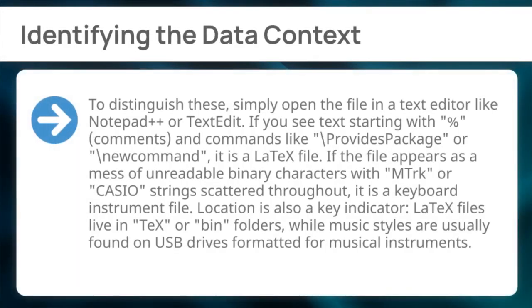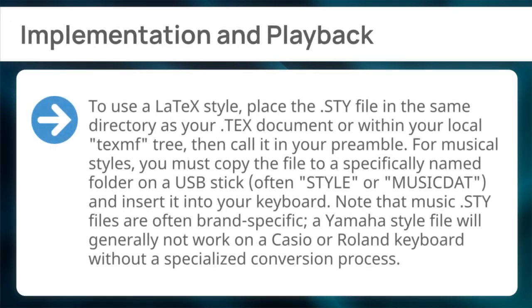First, identifying the data context. To distinguish these, simply open the file in a text editor like Notepad++ or TextEdit. If you see text starting with %, comments, and commands like ProvidesPackage or newcommand, it is a LaTeX file. If the file appears as a mess of unreadable binary characters with MTrk or Casio strings scattered throughout, it is a keyboard instrument file. Location is also a key indicator. LaTeX files live in TEX or bin folders, while music styles are usually found on USB drives formatted for musical instruments.